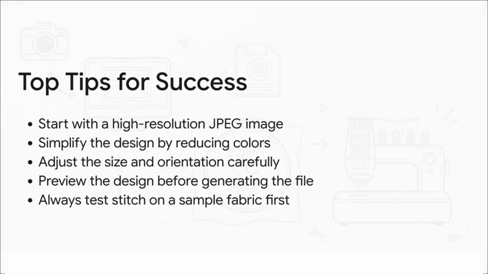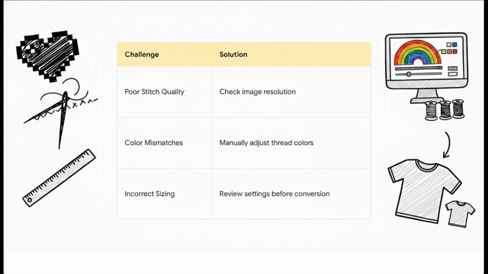So these are the big ones. First, your starting image has to be high quality. Garbage in, garbage out, right? Second, keep it simple. Fewer colors often look way cleaner. And third, and this is the golden rule, you guys, always, and I mean always, do a test stitch on a scrap piece of fabric first. Please. And hey, if you do run into trouble, don't panic. It happens. This little guide can help you out. If the stitch quality looks bad, it's almost always your starting image resolution. If the colors are off, you can usually fix that right in the software. It's usually a simple fix.